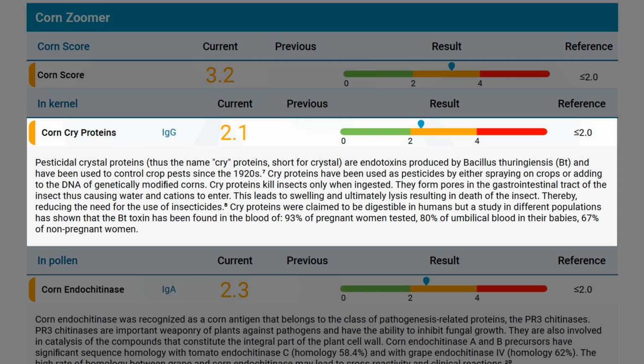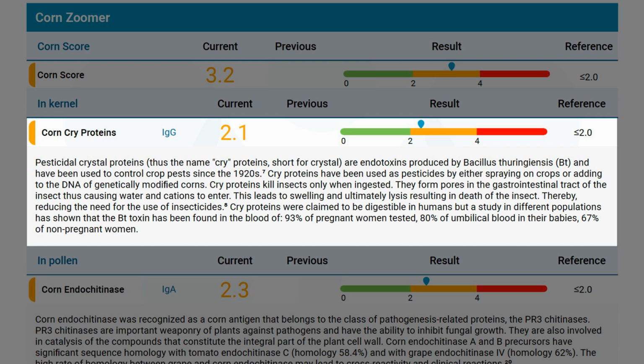Pesticidal crystals, or cry proteins, are endotoxins produced by Bacillus thuringiensis, also known as Bt, and have been used to control crop pests since the 1920s. Cry proteins are either sprayed on crops or added to the DNA of genetically modified corn. Cry proteins kill insects when ingested by forming pores in the gastrointestinal tract, thus causing water and cations to enter. This leads to swelling and lysis, resulting in the death of the insect.